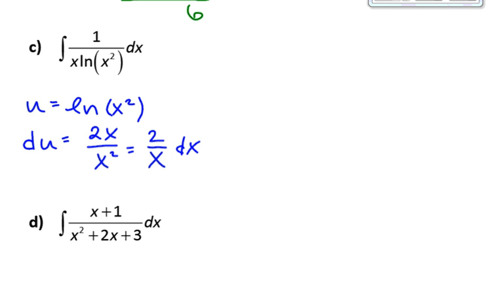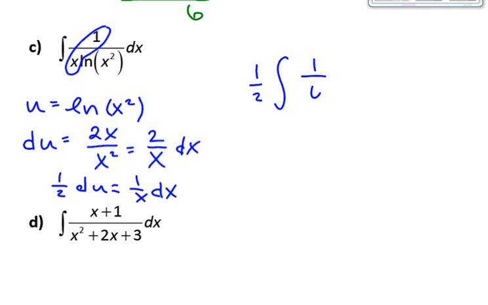So what you can see now is I've got this 1 over x, and so all you have to do is say that 1/2 du is equal to 1 over x dx. Okay, so you can see how we deal with that. So typically, not typically, always, if natural log is inside an integrand, then that's going to be part of your u. So then we have 1/2 times the integral of 1 over u du. So our answer is 1/2 the natural log of the absolute value of natural log of x squared.